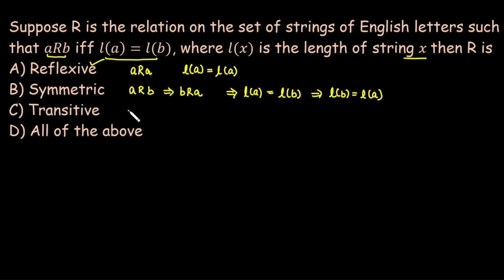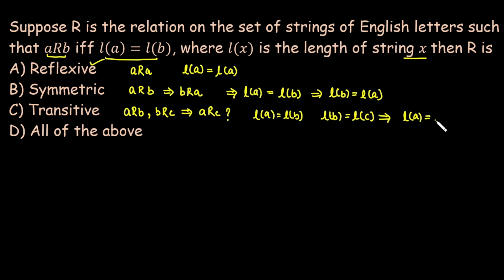For transitive, we need to check: if A is related with B and B is related with C, whether A is related with C. Let's check it. Length of A is equal to the length of the B string, and the length of the B string is equal to the length of the C string. Does this imply the length of the A string is equal to the length of the C string? Yes. So it is also transitive. Hence, D option is correct.